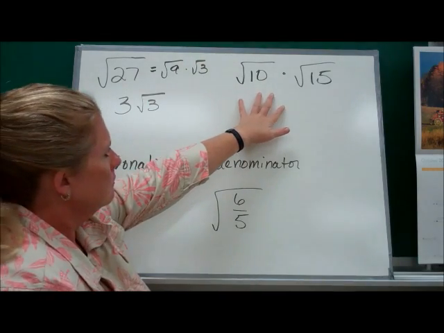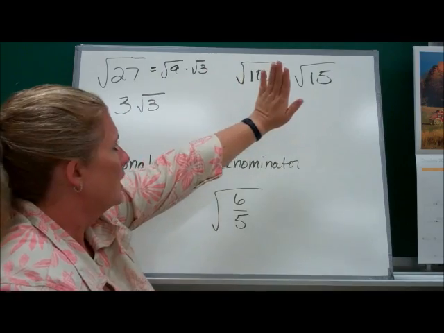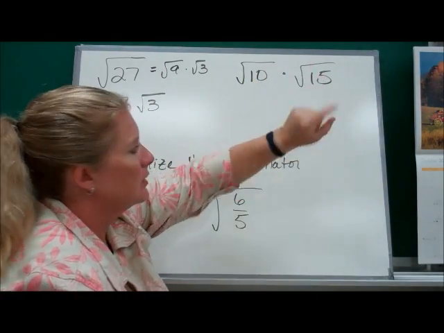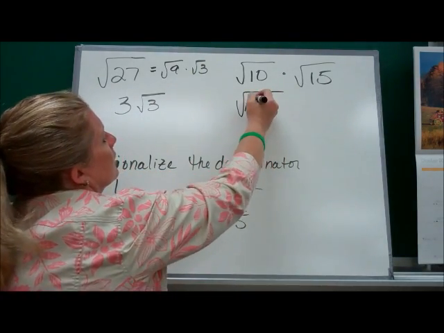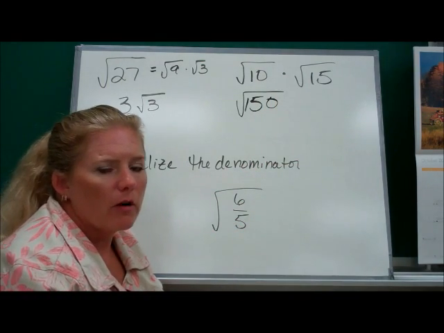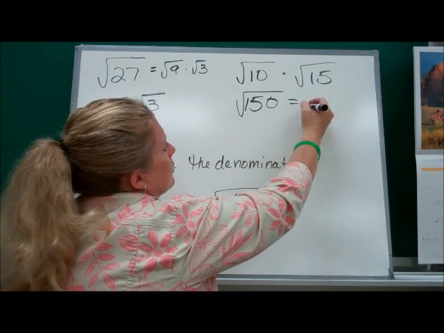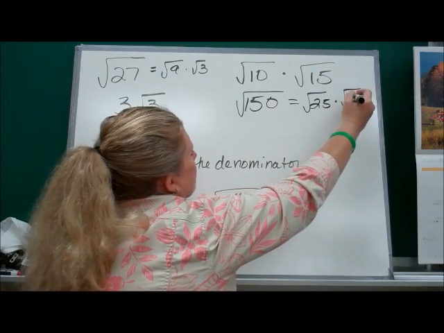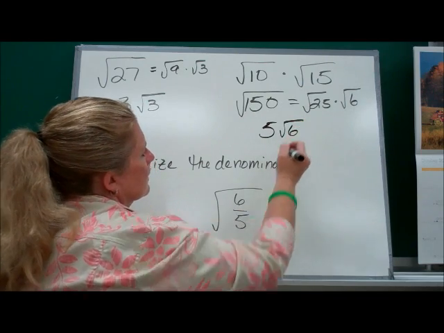This one works the property in reverse. Here I've got the square root of 10 times the square root of 15. So I can multiply the 10 and the 15 and put them underneath one radical. What is 10 times 15? It is 150. But does 150 have a perfect square factor? 25. 150 is equal to 25 times 6. Square root of 25 is 5, so it's 5 times the square root of 6.